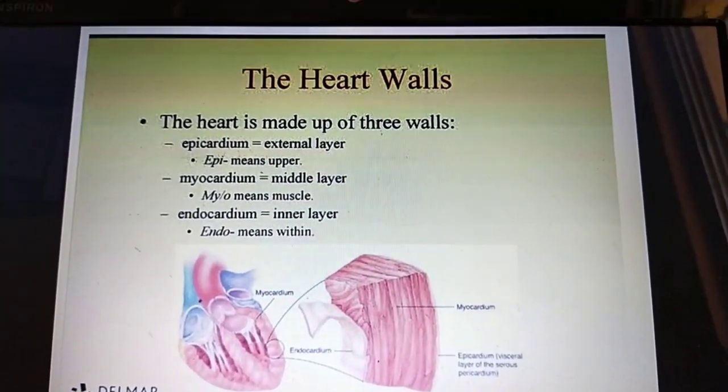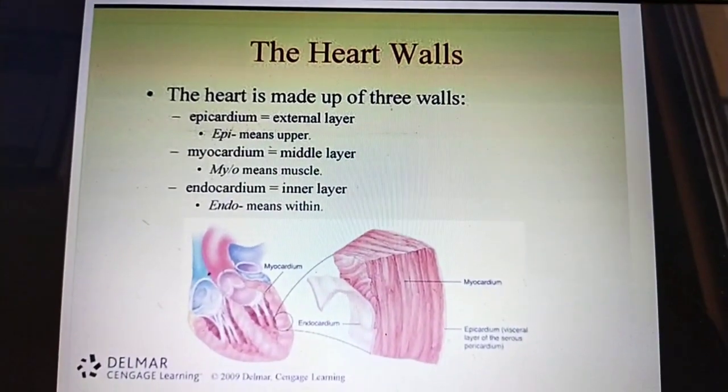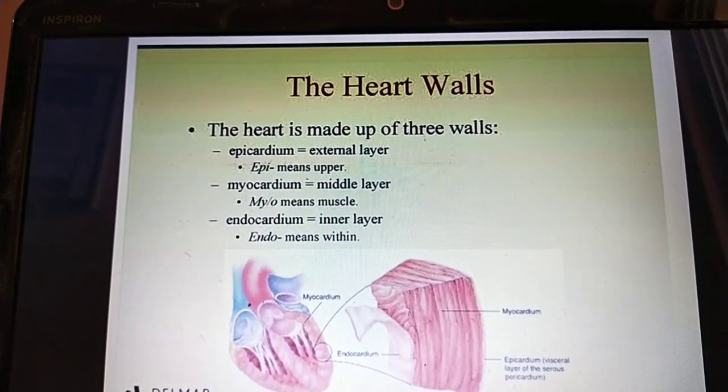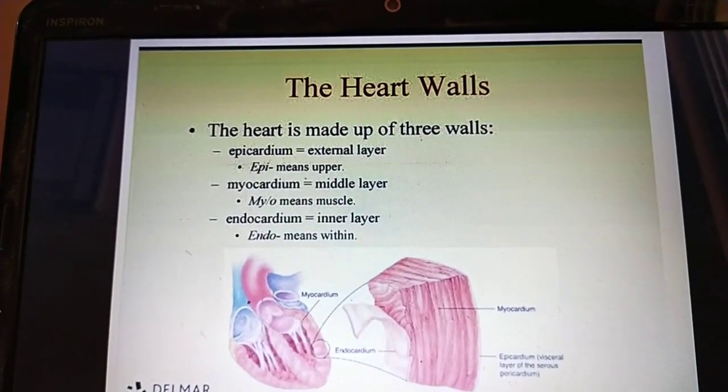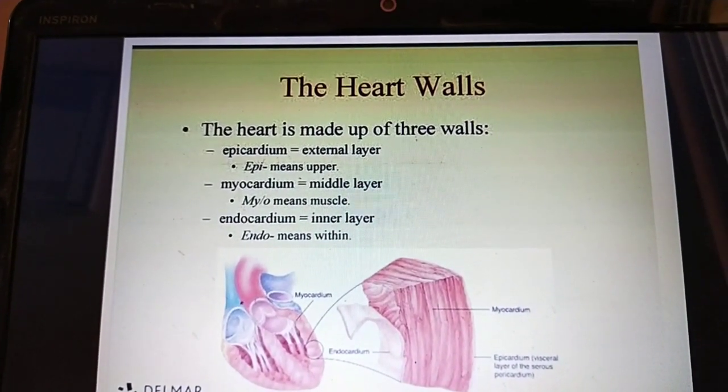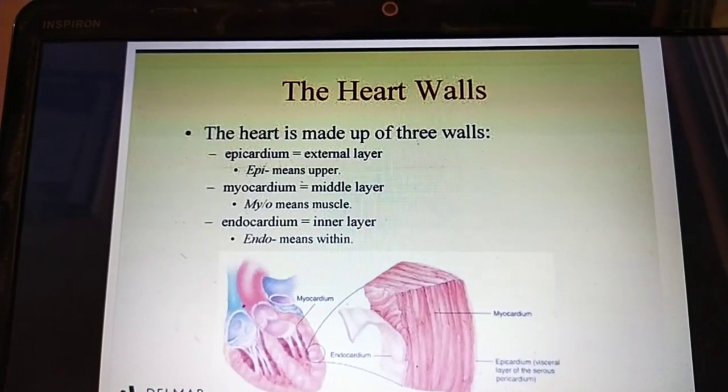Now before the internal features of the heart, we can go for the layers of the heart or heart walls. The heart is made up of three walls: pericardium, myocardium and endocardium, and the pericardium is also called the epicardium.